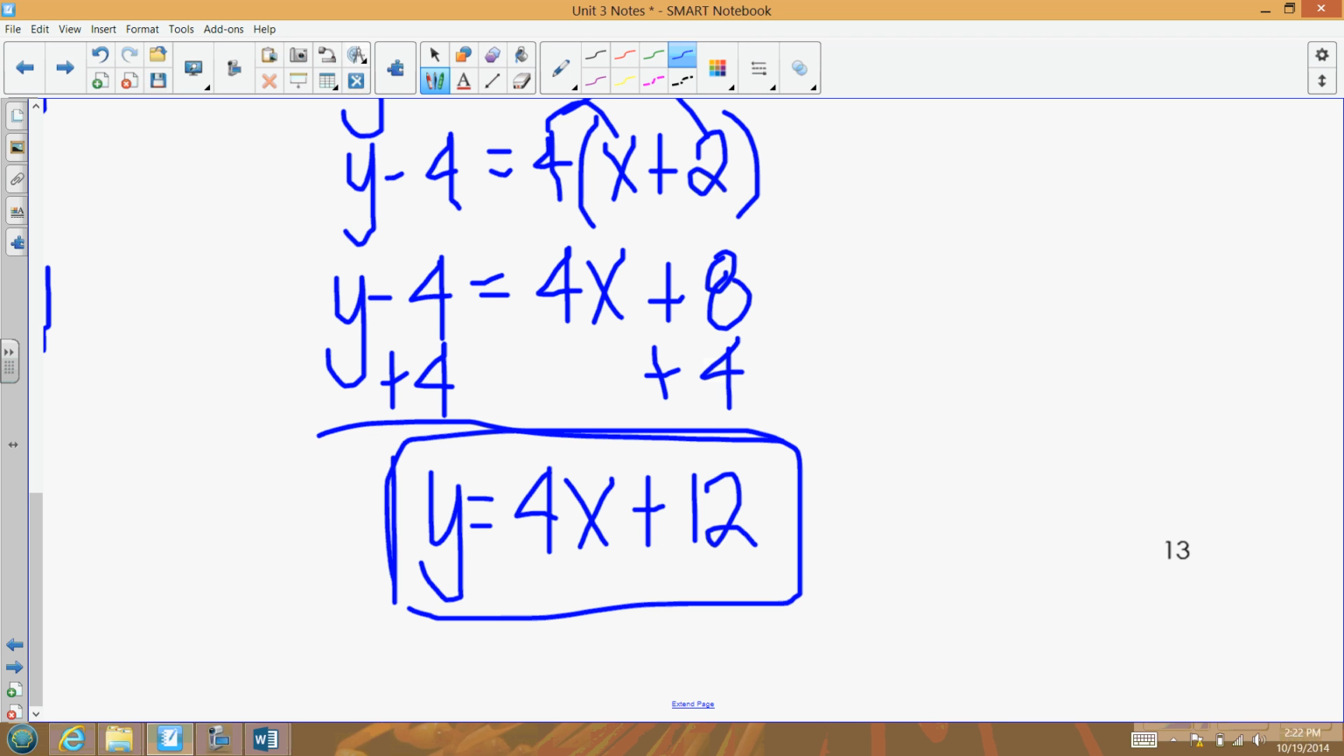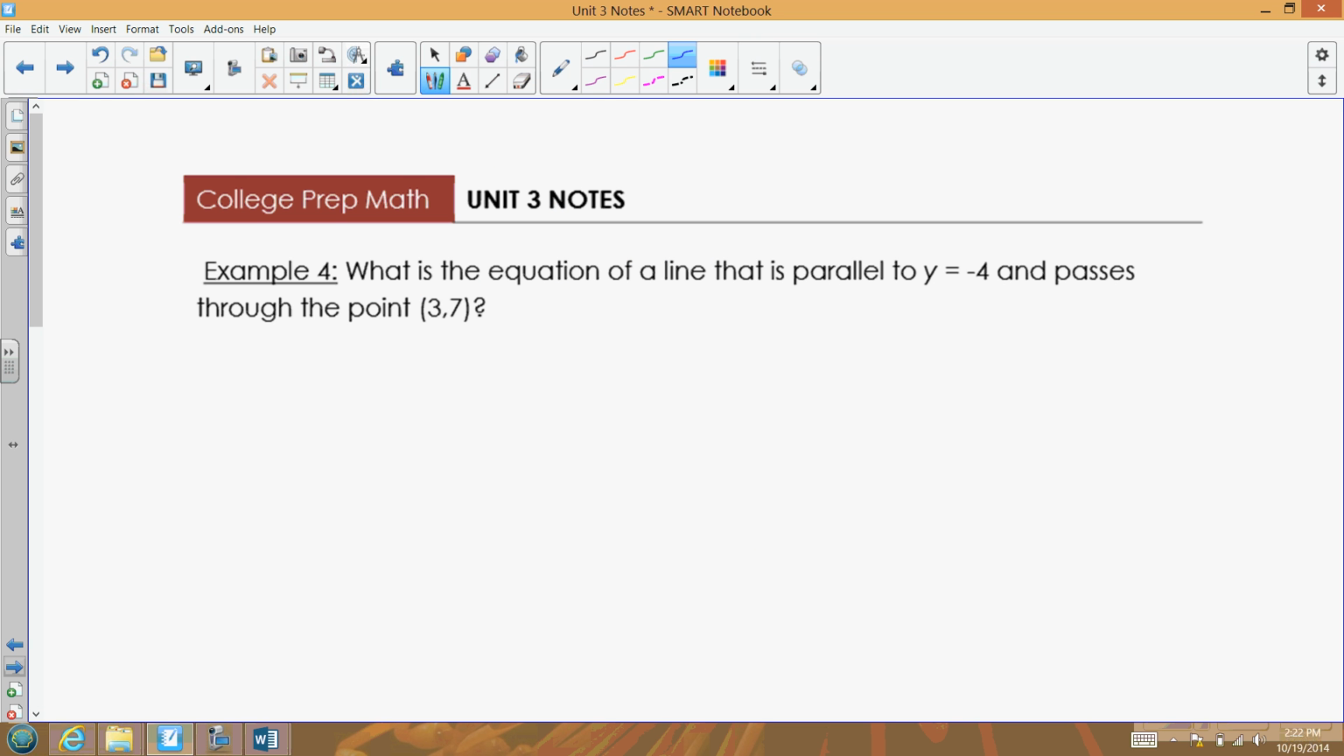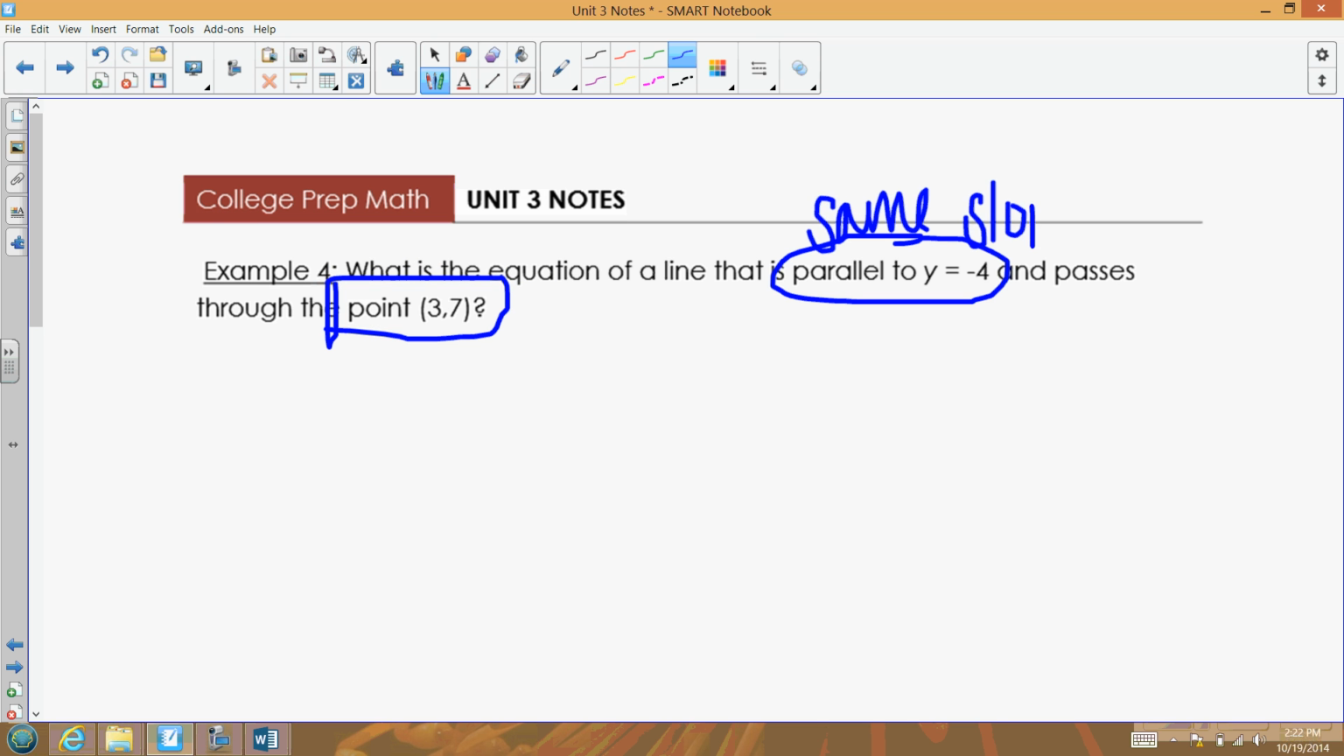So let's look at just a couple more examples. So example 4, what is the equation of a line that is parallel to y equals negative 4, and it has to pass through this point? So again, we're given something about the slope because if it's parallel to this equation, it means it has to have the same slope as this equation, and it has to pass through this point. So when you look at this equation here, it's a y equals negative 4.